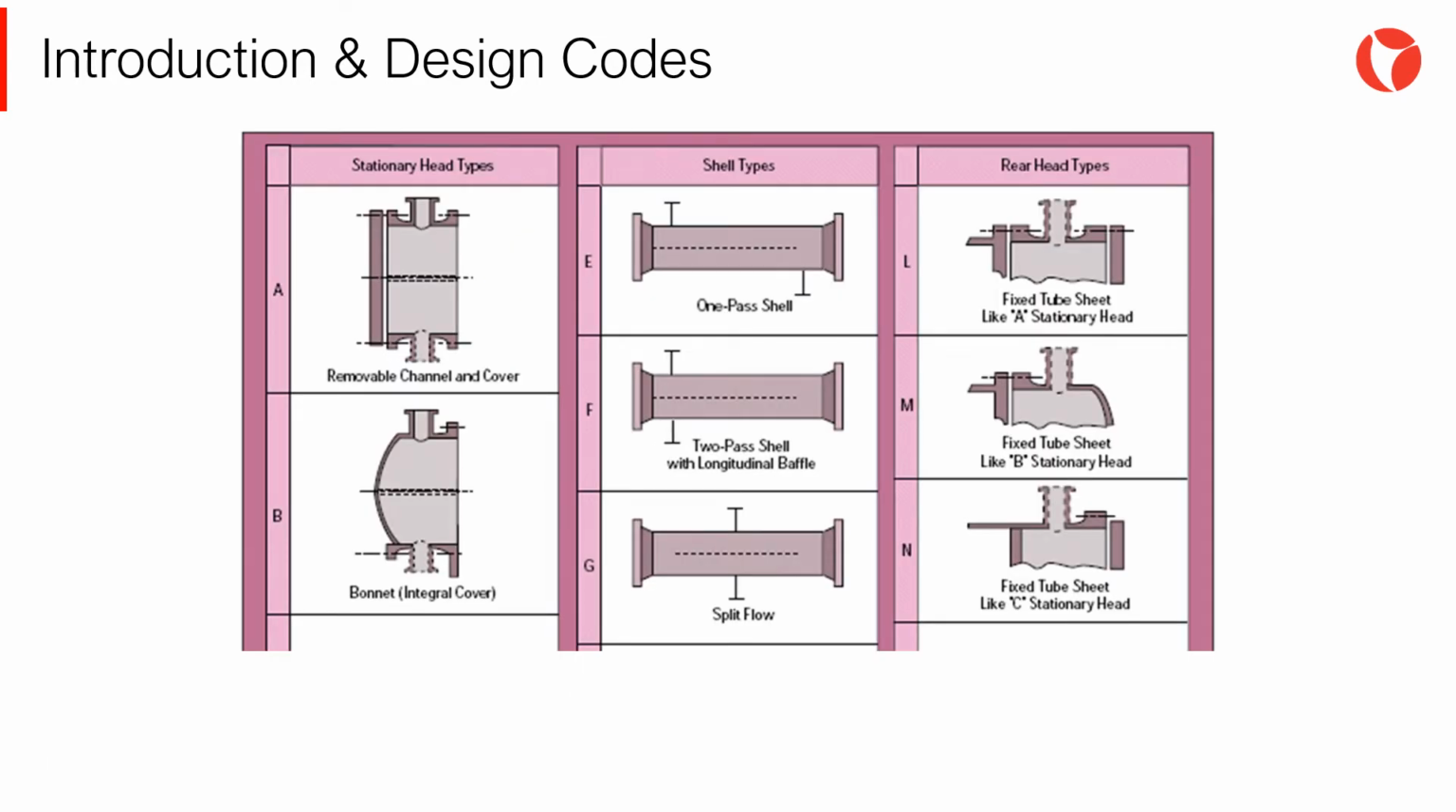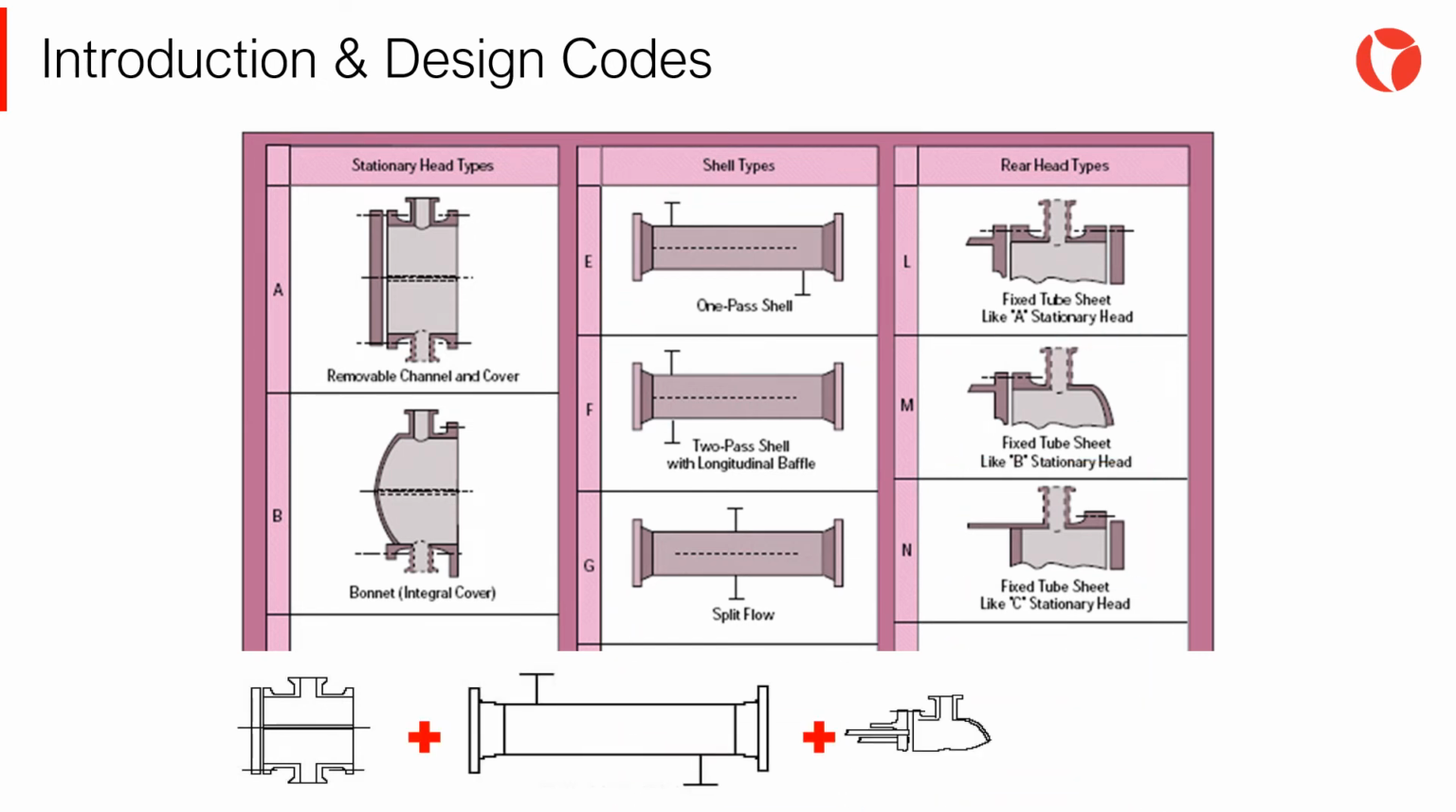As previously stated, shell and tube heat exchangers can adopt many different configurations. All possible combinations are indicated in the TEMA classification chart included in the code. As an example, an AEM type shell and tube heat exchanger will consist of a stationary head type A, a shell type E, and a rear head type M.